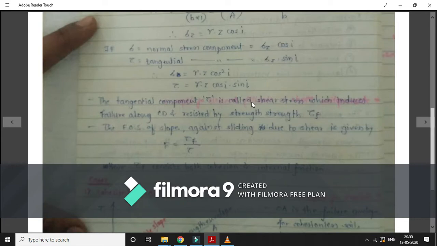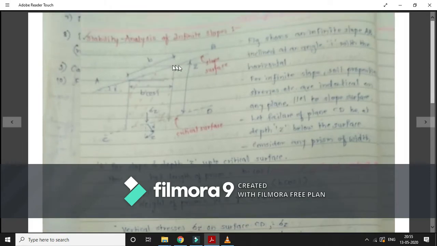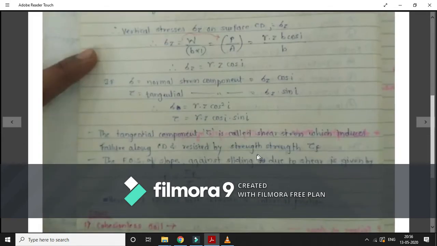The tangential component tau is called the shear stress, which induces the failure along CD and is resisted by the shear strength tau F. So tau F is the capacity of the soil, and tau is the shear stress developed in the soil due to this prism. This prism causes stress due to self-weight only, and it will be resisted by the shear strength of the soil. Now the factor of safety of the slope against sliding due to shear is equal to shear strength divided by actual shear. This ratio will give you the factor of safety.